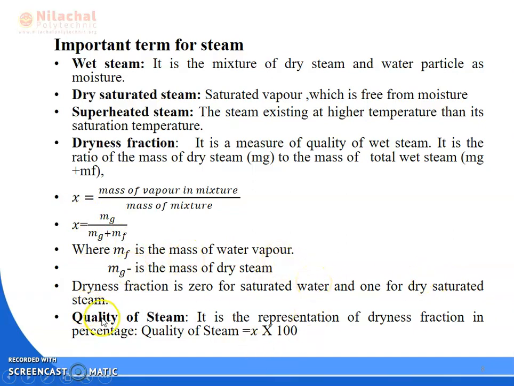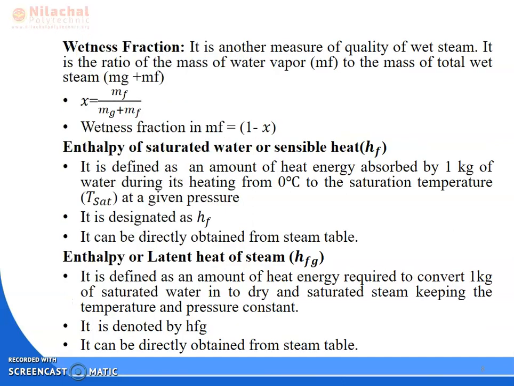If the question comes, find the quality of steam, you have to find the dryness fraction in percentage. So if you multiply the dryness fraction by 100, that gives the quality of steam. Quality means the amount of water vapor present in the wet steam. Okay. Then we go to wetness fraction. How do I define wetness fraction? It is defined as the amount of water present in the total wet steam.